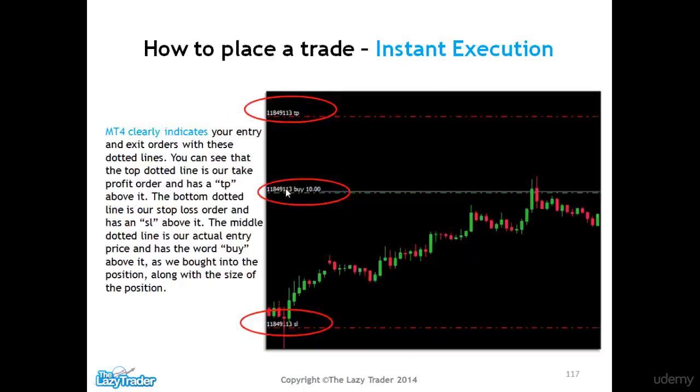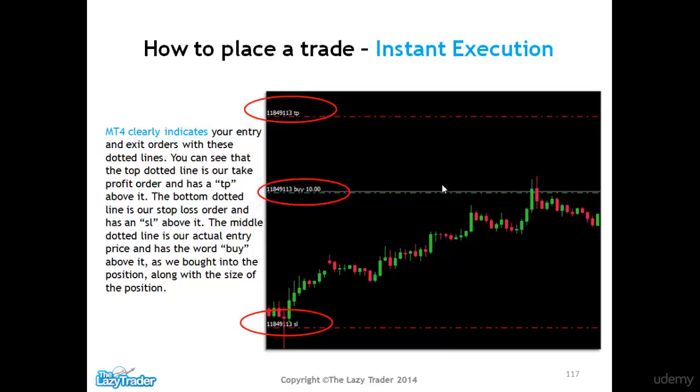Great. The great thing about MetaTrader is if you place an order, long or short, within the MetaTrader platform, it will automatically plot in lines where we've entered, where our stop loss is and where our target is. So for example, in this one here, we've bought at this level, our stop loss is at this level, and our take profit is up here. SL standing for stop loss, TP standing for take profit.